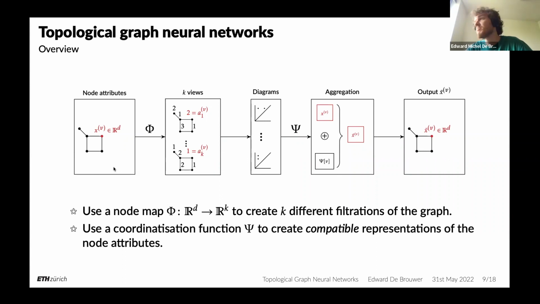And because we go from a graph at the beginning to a graph at the end of this stack, we can basically plug this in at any location or any level in a graph neural network architecture. The only difference is that in classical graph neural network architectures, you would update your node features with just local information from the neighborhood of each node. While here, your node attributes will now contain global information about the graph due to the processing of this persistence diagram.